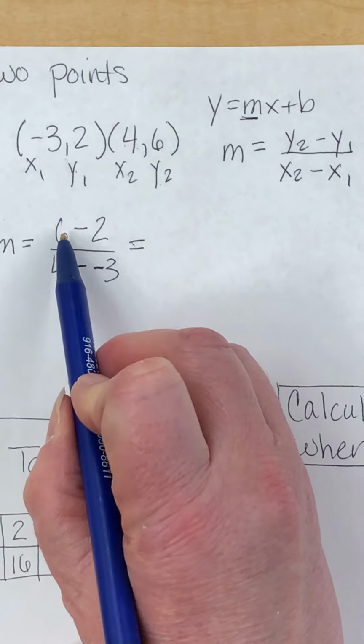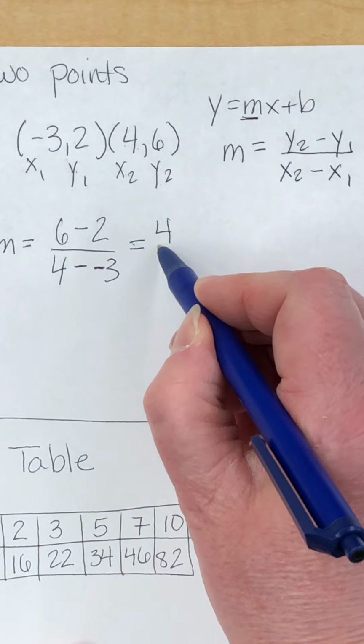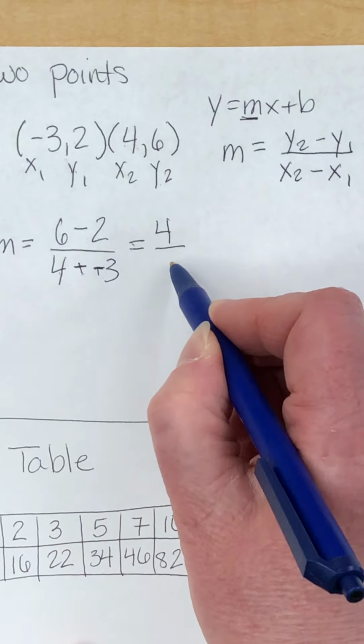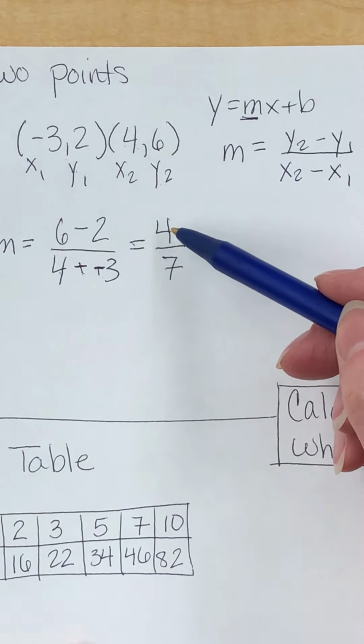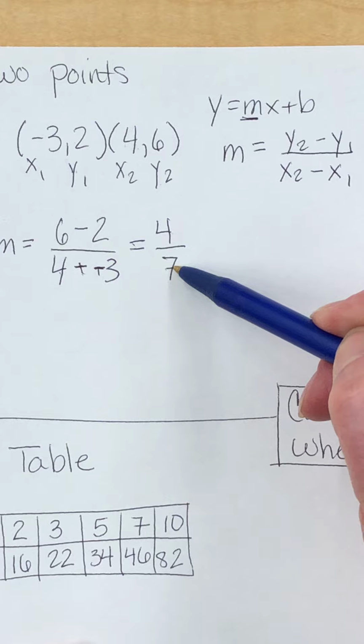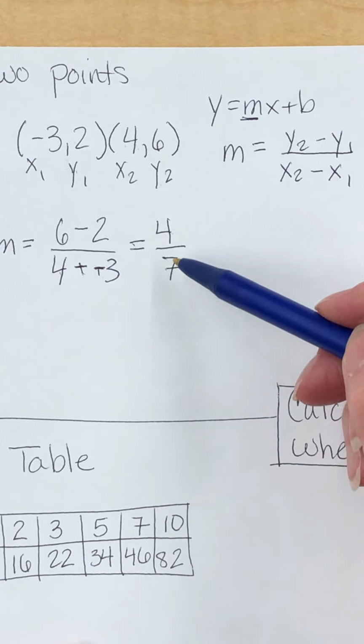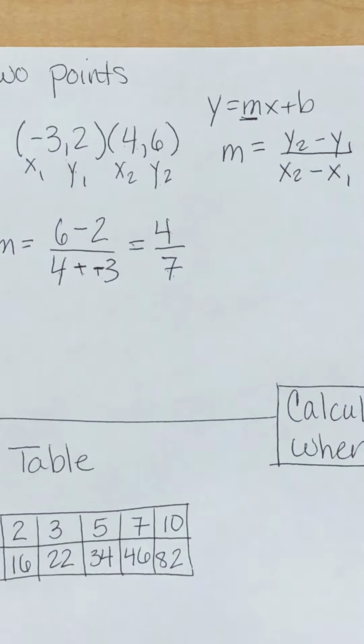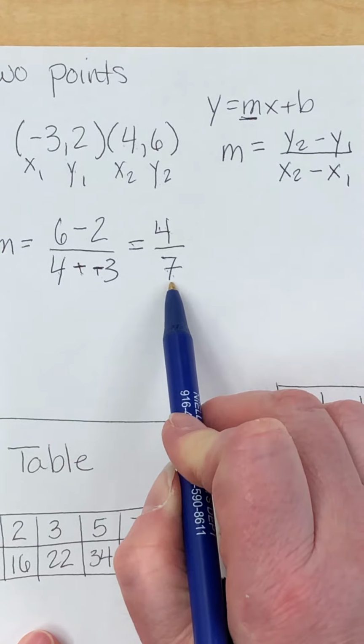Okay, then we do the math. 6 minus 2 is 4. And 4 minus negative 3 is the same thing as 4 plus 3, which is 7. If I can reduce this fraction, I do that, or if it's fully divisible, you go ahead and do that. In this case, the only factor they have in common is 1, so our slope is 4 over 7. So this would be our rise over our run.